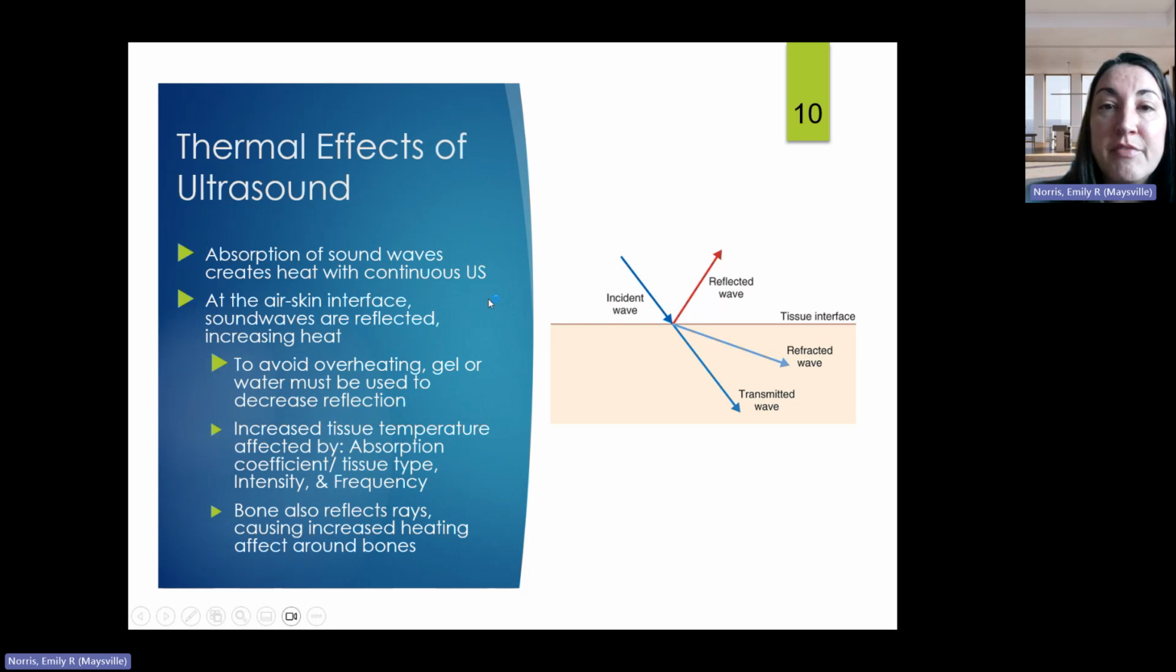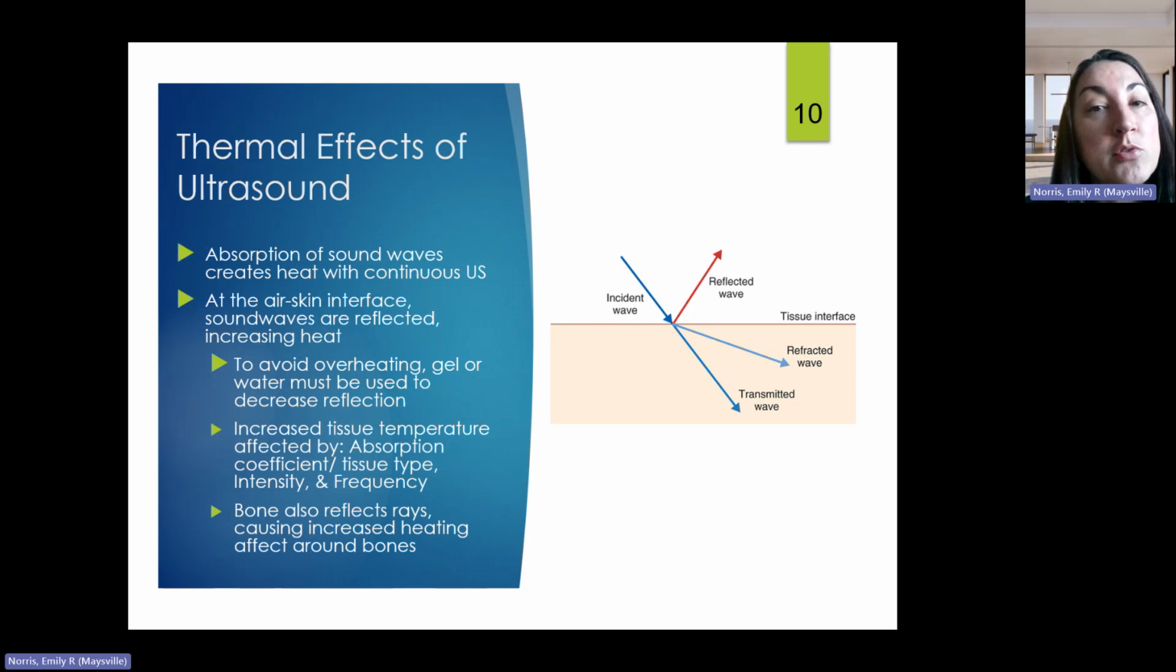All right, some of the thermal effects. It's caused by absorption of sound waves that creates heat when you're using a continuous ultrasound. When the ultrasound hits that air-skin interface, the sound waves are reflected, and that increases the heat. It could be too high and cause pain or discomfort or even a burn.